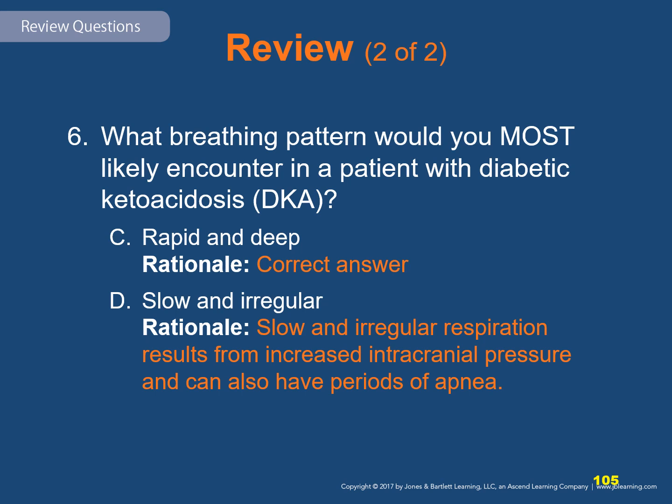C, rapid and deep. That's the correct answer because the body's trying to throw off excess carbon dioxide. D, slow and irregular. That's incorrect because slow and irregular respiration results from increased intracranial pressure and can also have periods of apnea. Somebody with DKA is not going to have these types of symptoms.